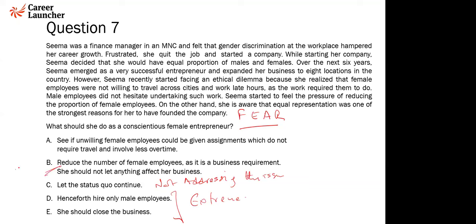B, unfair to the philosophy of the company and to self also and to female employees. Choice A is the only practical solution out here. You are being fair to female employees. You are being fair to the men also.